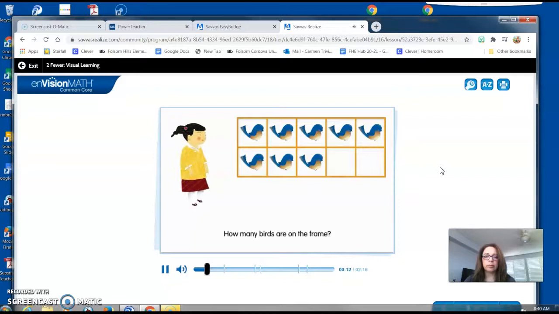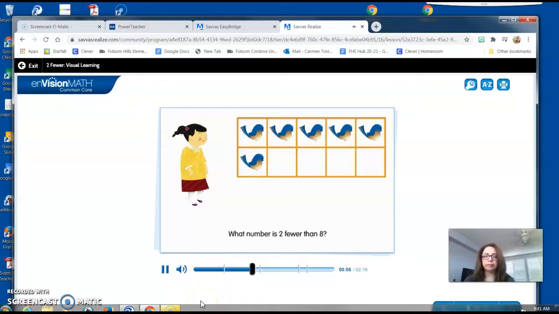The frame. Let's count together to find out. 1, 2, 3, 4, 5, 6, 7, 8. There are 8 birds. Why are there X's on 2 birds? They tell that 2 birds were removed. How many birds are there now? Let's count together. Ready? 1, 2, 3, 4, 5, 6.